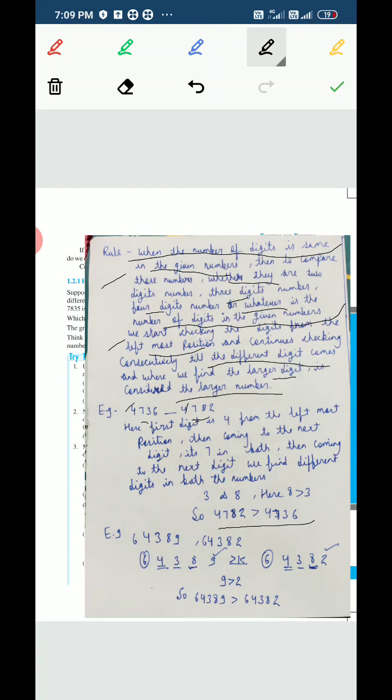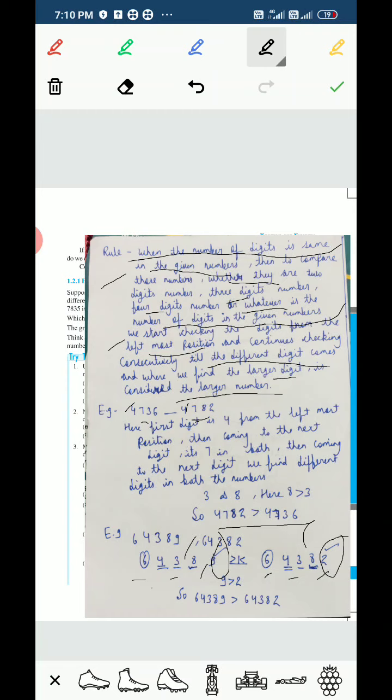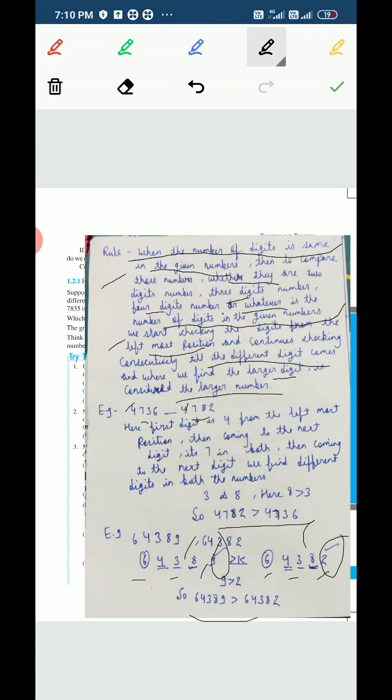Another example in which we have 64389 and 64382. While checking from the leftmost position, we find the first digit same in both numbers, the second digit same, the third digit same, the fourth digit same, but the next digit, the last one, we find different. In the last digit, the first number has 9 and the second number has 2, and 9 is greater than 2. So 64389 will be greater than 64382.